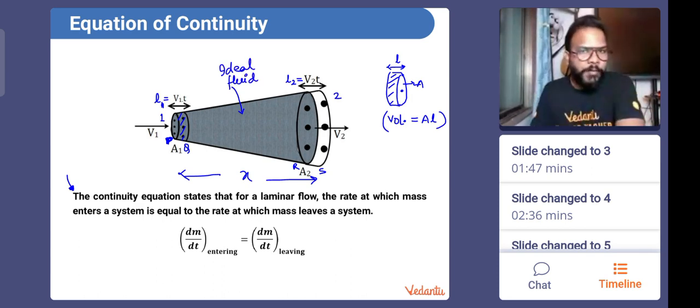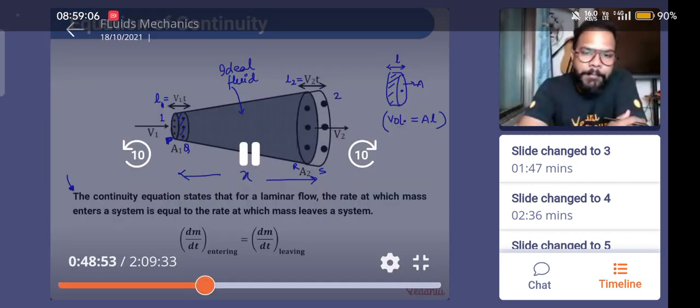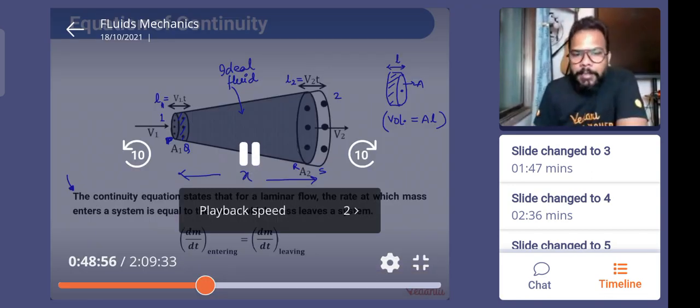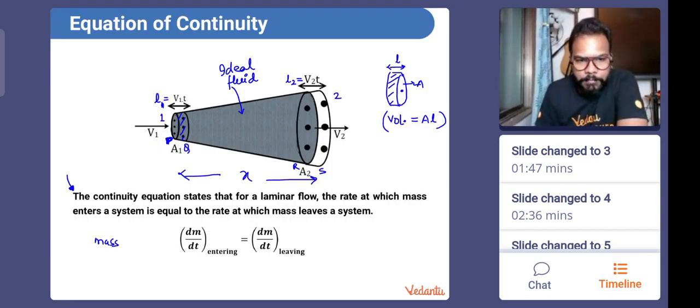So what is the equation of continuity? It says that the amount of mass entering per unit time in a given tube is going to be equal to the amount of mass that is exiting in the same time from that tube. That means dm by dt, the mass flow rate, as we call it, is equal at the portion where it is entering and the portion from where it is exiting.